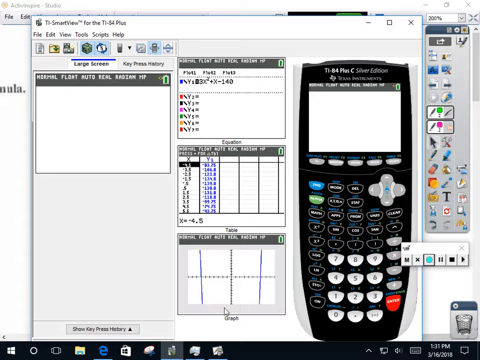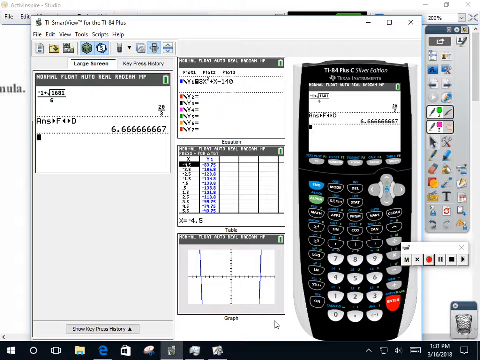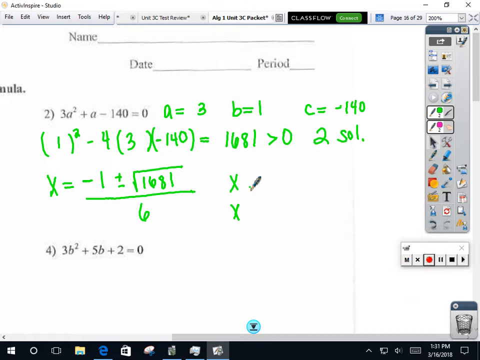6. Okay, say though that you're taking this test and all choices are decimals. How do we change that to a decimal? Okay, you can just literally type in 20 divided by 3, enter, or you can do alpha y equals 4 and hit enter, and it'll change it to a decimal. 6.7. Now, that's rounded, so it's approximately 6.7.